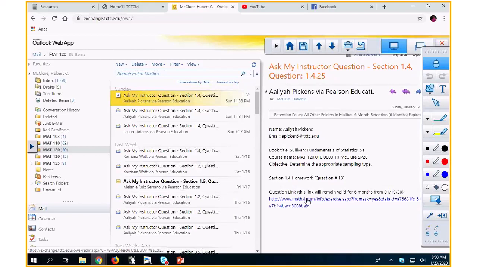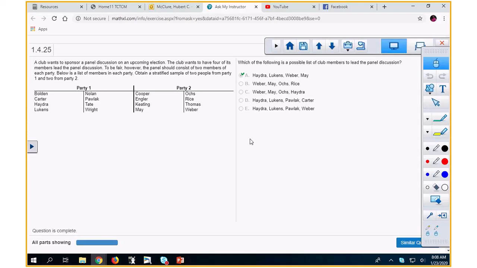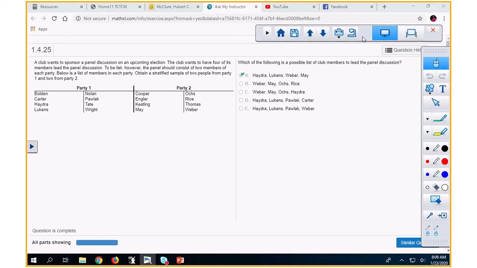1.4, 25/13. 25 in the book, 13 online. So let's see what this one says. I've never seen this question before, so I have no idea what it's asking. A club wants to sponsor a panel discussion on an upcoming election. The club wants to have 4 of its members lead the panel discussion. This is a permutation problem.